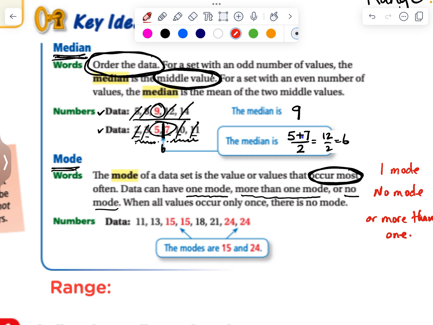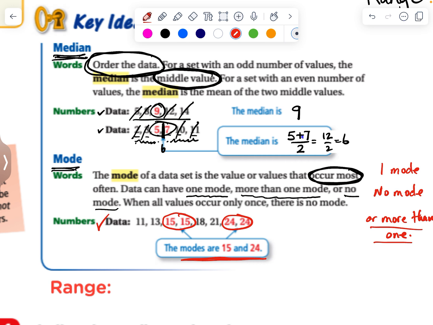In the example that you see right here, the numbers are listed in order, and you can see that the 15 is repeated twice, the 24 is repeated twice, so therefore they are both the mode. If 24 had been repeated a 3rd time, then only 24 would be the mode and 15 would not be, because there would be 3 24s versus 2 15s. So it's whatever is occurring the most. I'm going to erase that 24. Make sure you understand. So in this situation, there's more than one mode here.